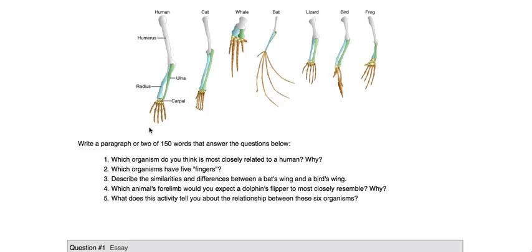Number 2, which organisms have 5 "fingers"? Remember, we're looking to do just a finger count here. This is simply looking at anatomy and doing a count.